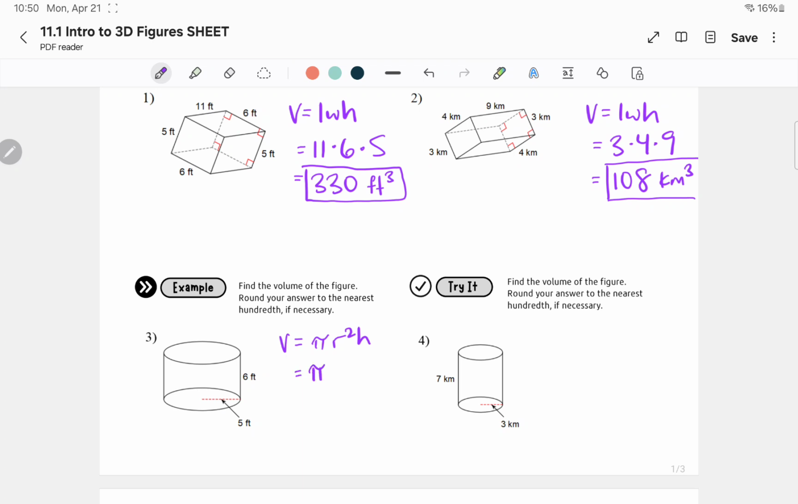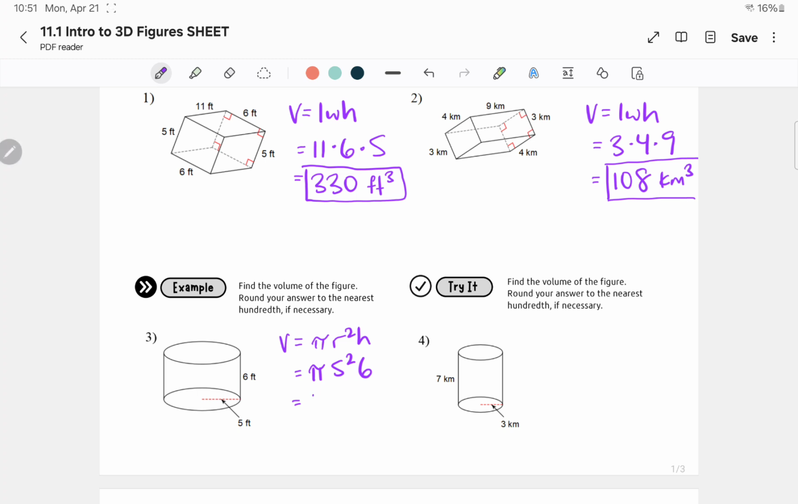The radius is 5. Now notice this radius and this height does matter, right? The radius has to be squared, so make sure you're putting that in the right place. And the height is 6. So now in our calculator, we're going to clear our calculator, put in pi times 5 and then the square key, and then times 6.